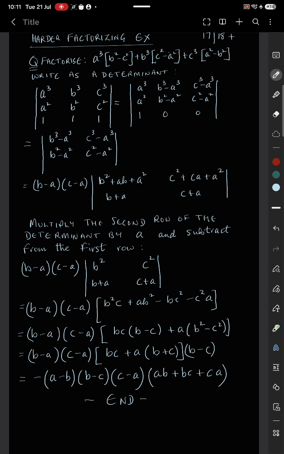Anyway, carrying on, we have b minus a times c minus a, bracket bc plus a times b plus c, close bracket, and b minus c. I've factorised the inside of the square brackets. And that comes down to minus a plus minus bracket a minus b, bracket b minus c, bracket c minus a, and brackets ab plus bc plus ca.